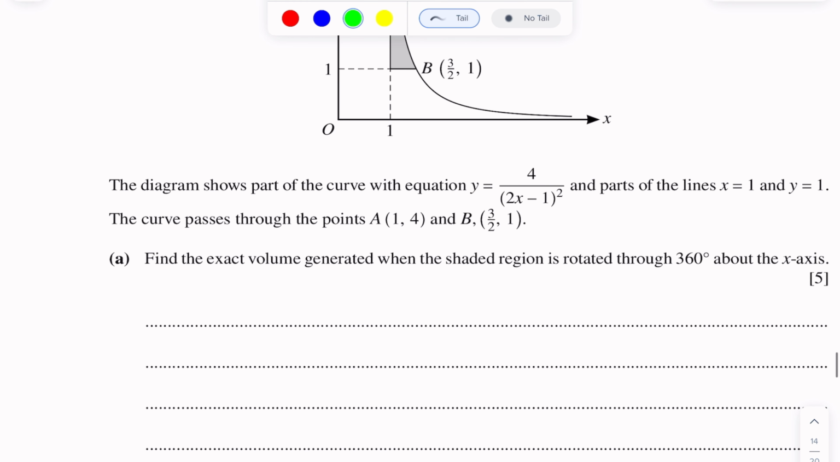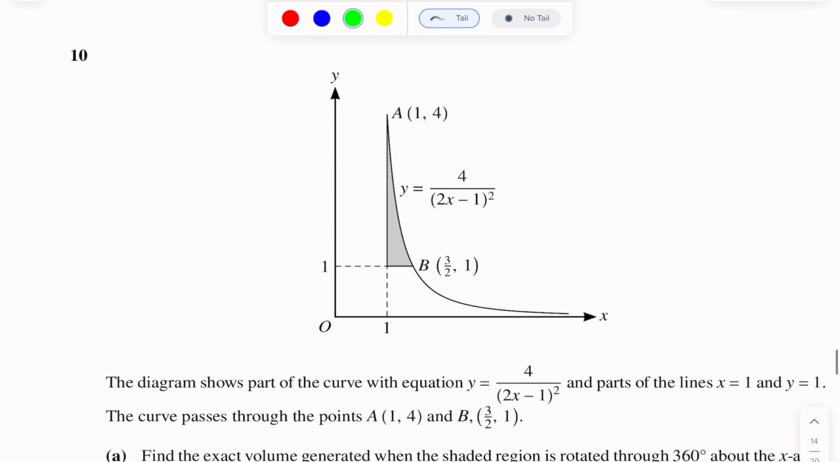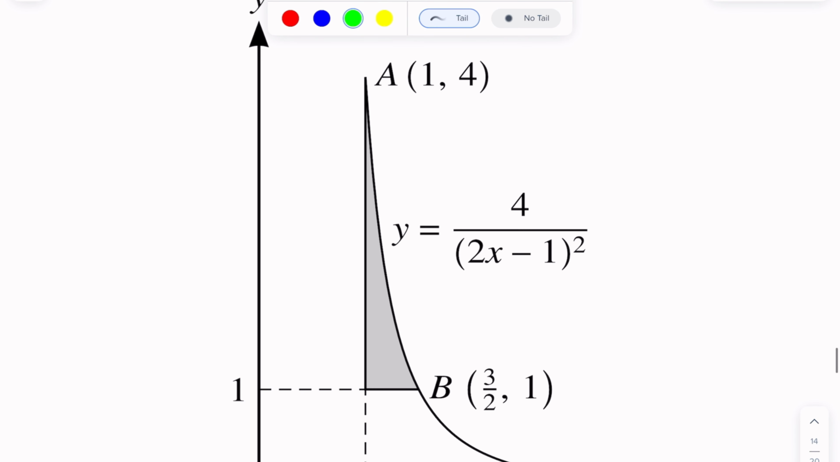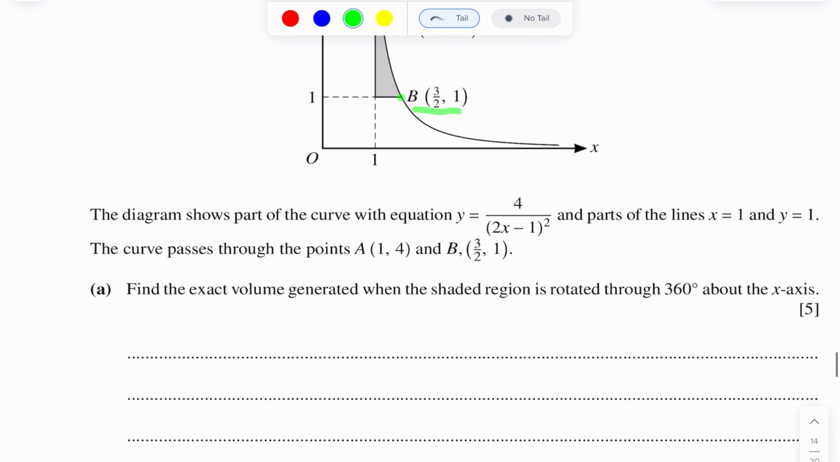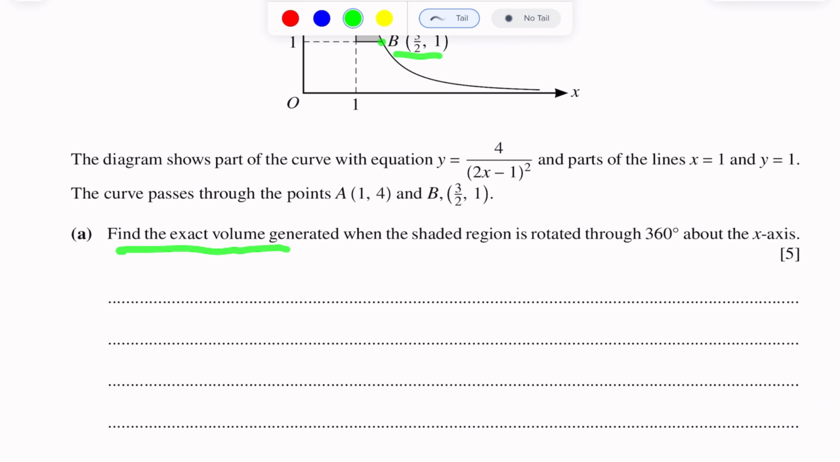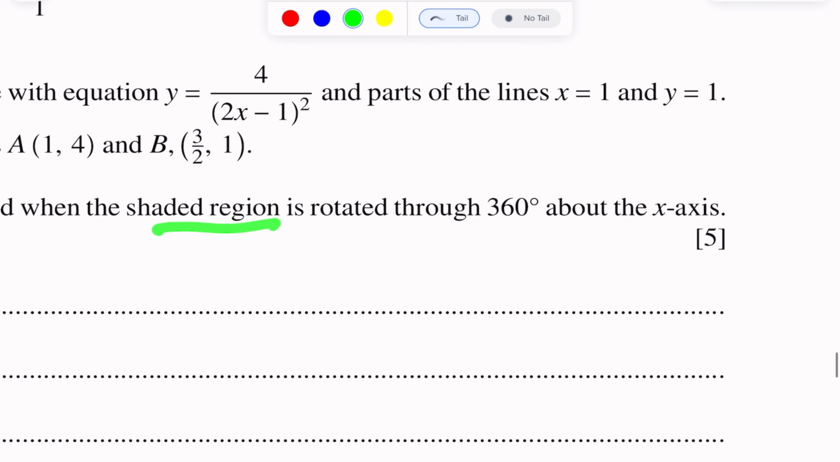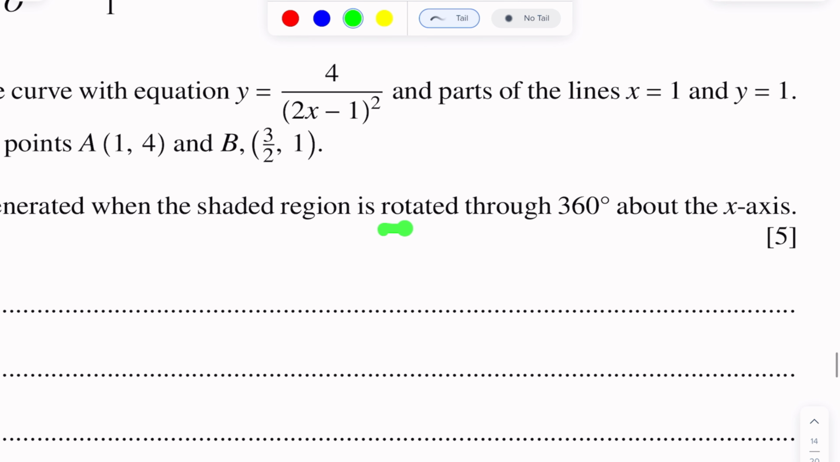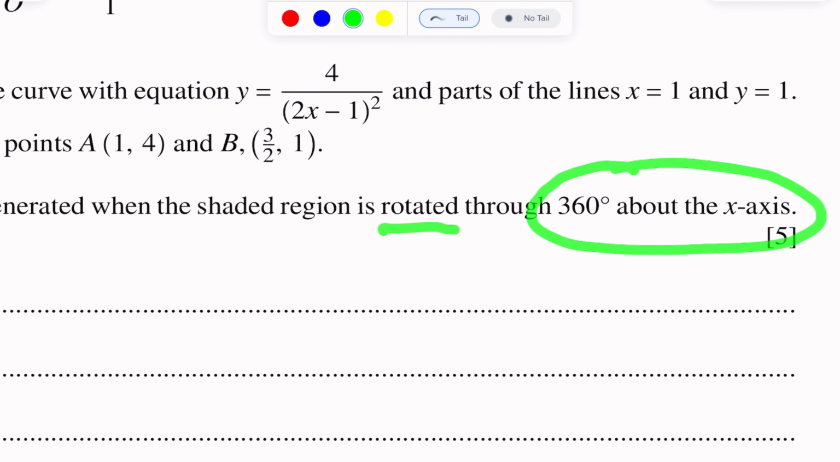The curve passes through the point A and B. These are the points A and point B. Curve passes through these 2 points. Find the exact volume generated when the shaded region is rotated through 360 degrees about x-axis. We have to find the volume generated when shaded region is rotated 360 about x-axis.